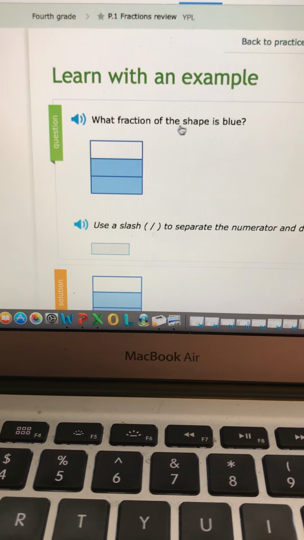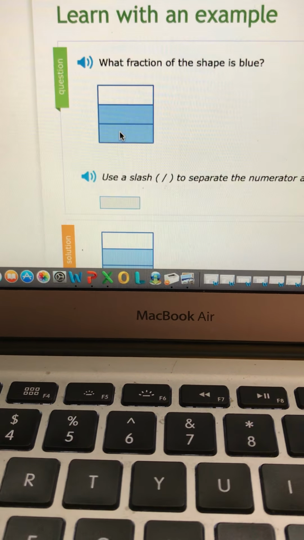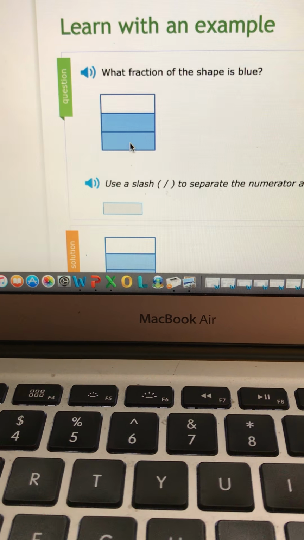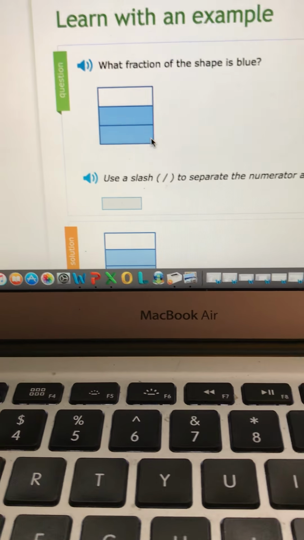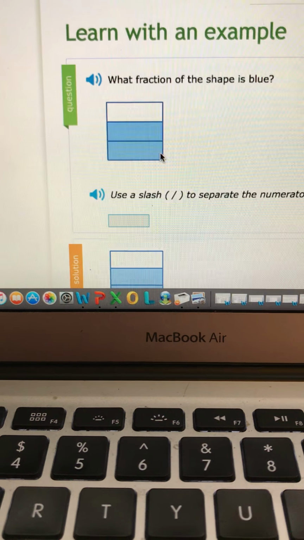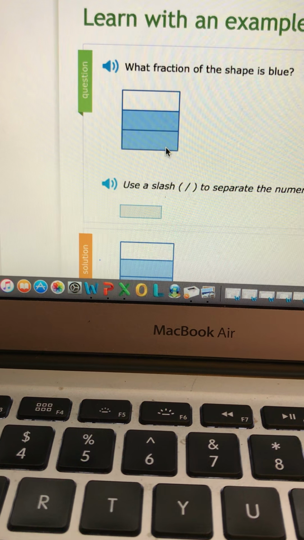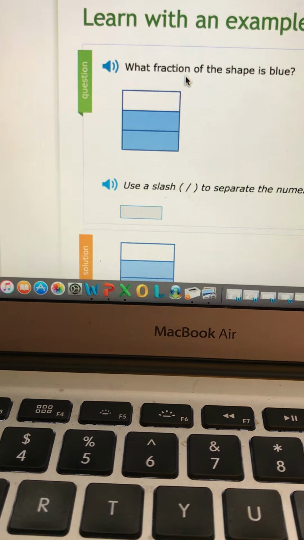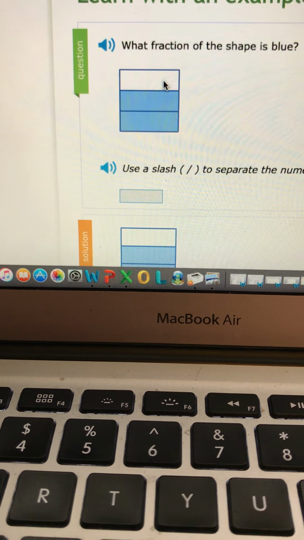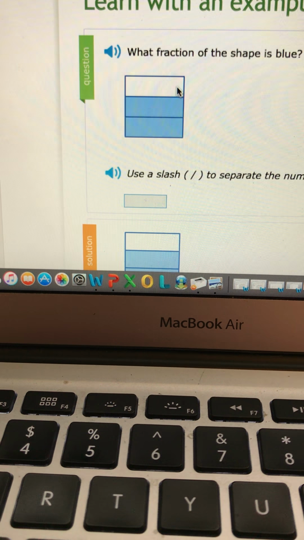Learn with an example. What fraction of the shape is blue? So we look at this and we notice that we have a shape that has been divided into 3 equal parts. And that's what fractions are. That is a whole being divided into equal parts. Now, since this has been divided into 3 equal parts, it's asking us how much of it is blue. So we have 1 that is white, and we have 2 that are blue. In other words, this one is not filled in.